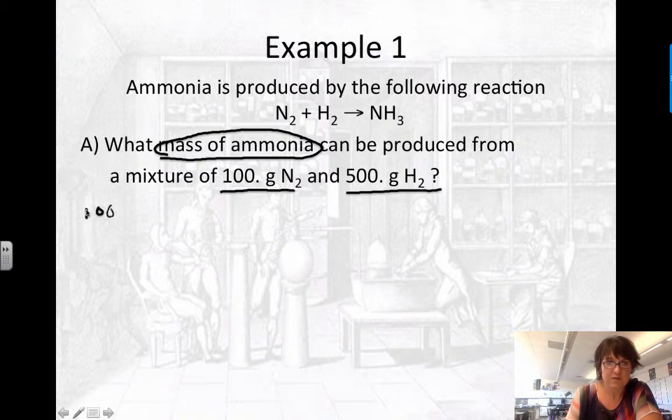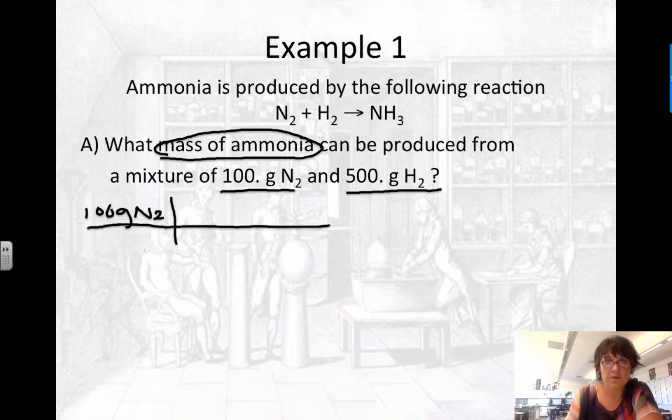So we'll start the first one with grams of nitrogen. What's your first step in almost any problem? Right, we're going to go to moles then. Go to moles. So 1 mole of nitrogen weighs how much? Remember, there's 2 atoms of nitrogen in every molecule. So instead of 14 grams per mole, it's going to be 28 grams per mole because there's 2 atoms of nitrogen.